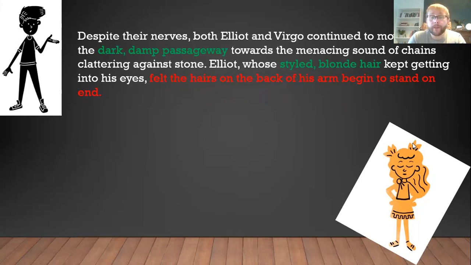So if you read there, you can see that in green, we've got the expanded noun phrases. That's sort of your first part of your wolf. And that's what challenge 1, the green challenge for today, will be: to do your descriptions of the characters with expanded noun phrases. Dark, damp passageway. 2 adjectives connected with a comma and attached to a noun to describe it. Styled blonde hair. 2 examples of expanded noun phrases.